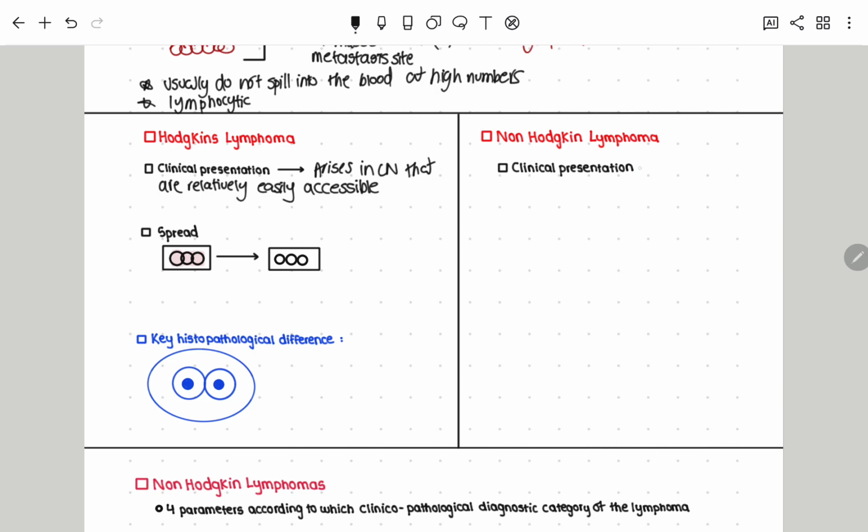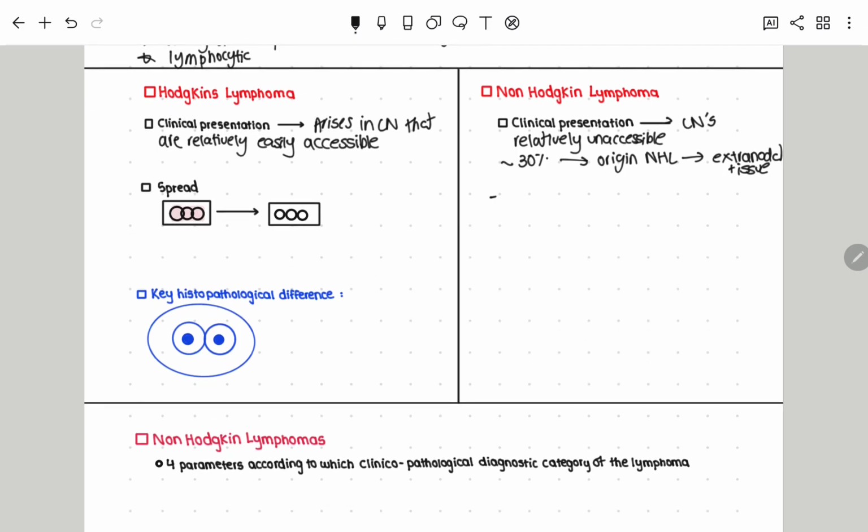Right? Compare this to non-Hodgkin's lymphoma. The lymph nodes that these cancers arise in are relatively inaccessible, and in about 30% of the cases, the origin of non-Hodgkin's lymphoma is from extranodal tissue. So they do not necessarily have to begin from lymph nodes. And so that is the first differentiator between Hodgkin's lymphoma and non-Hodgkin's lymphoma.